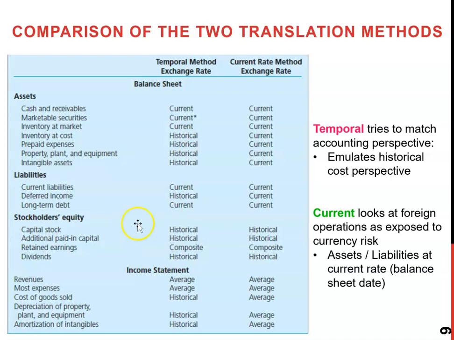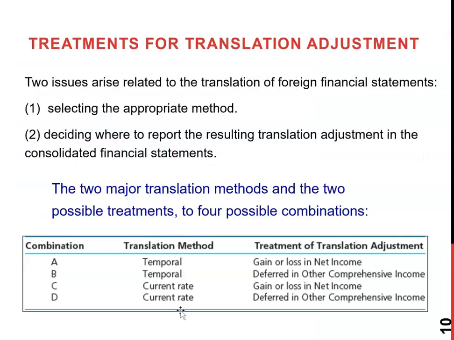But on the other hand, the current rate method is very easy to apply. The average for the income statement is just one exchange rate. The temporal method uses different rates. So there are pros and cons for both methods, and it's up to the parent company, depending on the functional currency, which method they will use. So again, you have to decide what the appropriate method is.